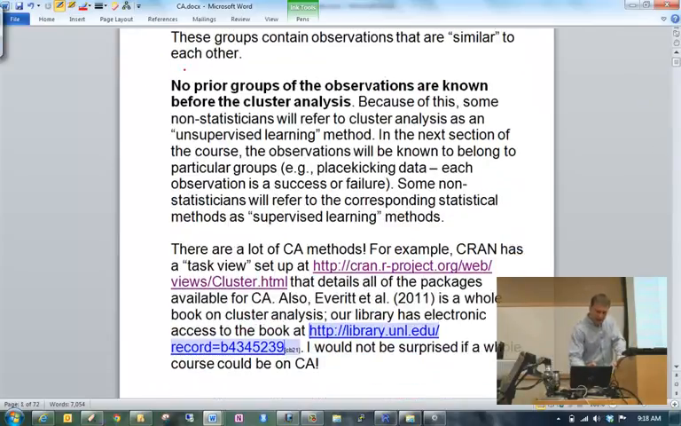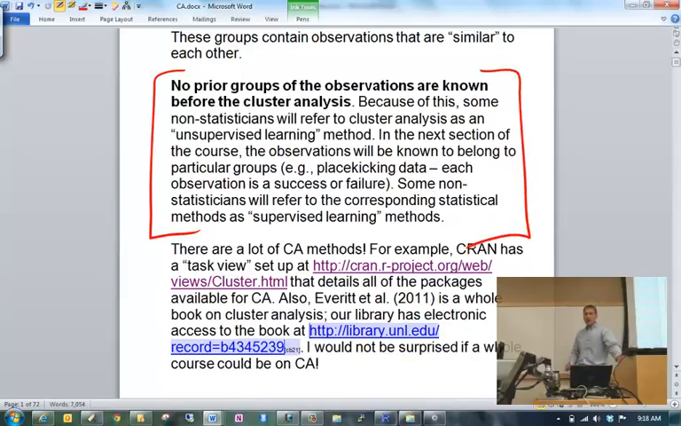One key aspect to understand with what we're going to be doing here is that we have no prior groups of the observations that are known before the cluster analysis. So like with the goblet data, we didn't necessarily have any idea of, for each observation, what a group would be. Was this goblet, let's say, used for drinking liquid, or was this goblet used for storage of stuff? We didn't know that beforehand.